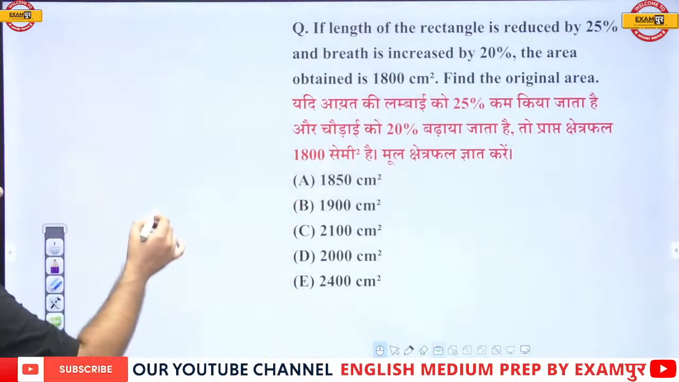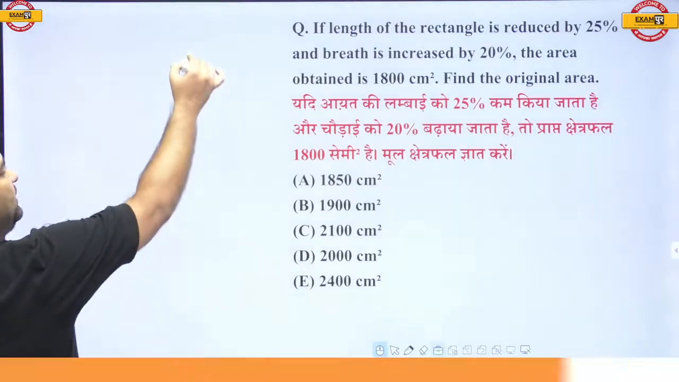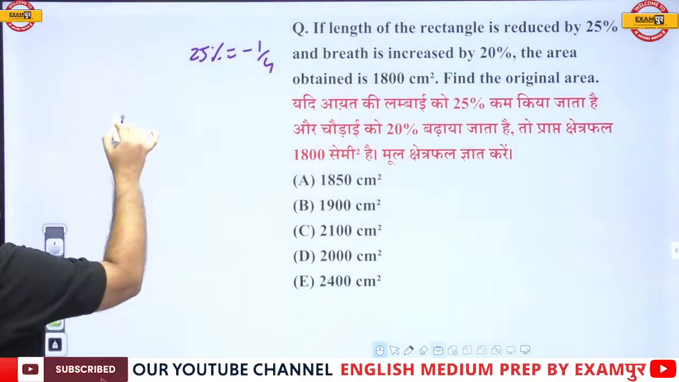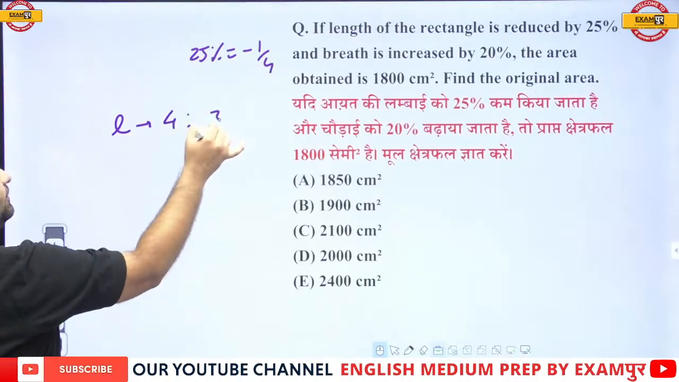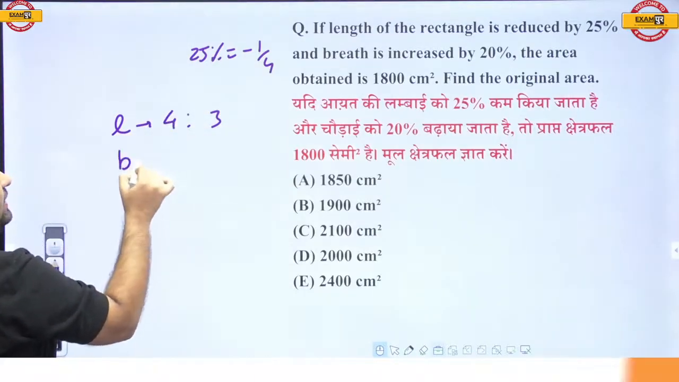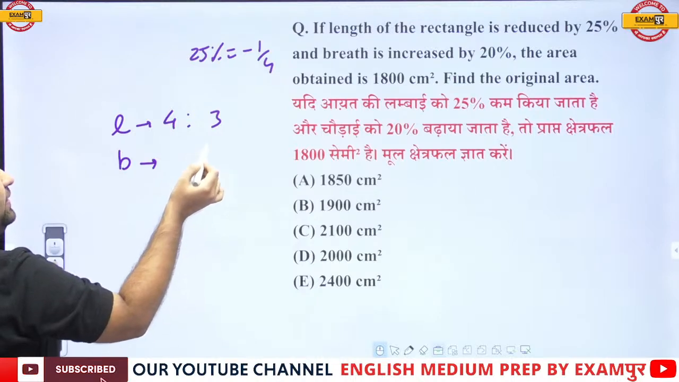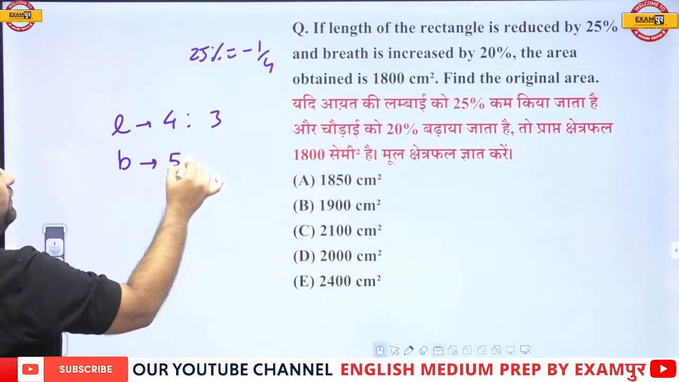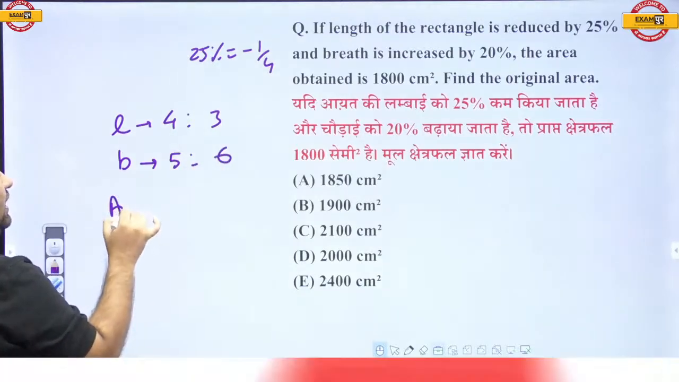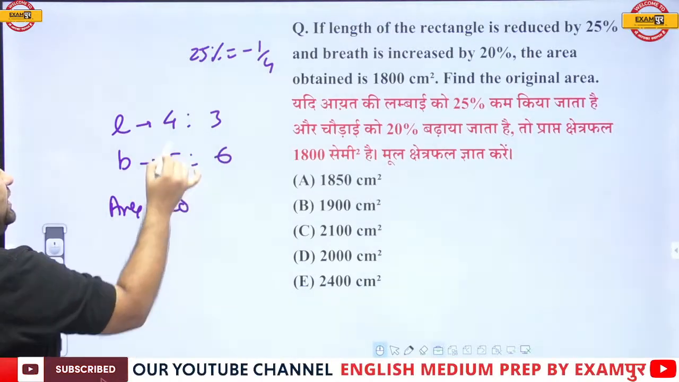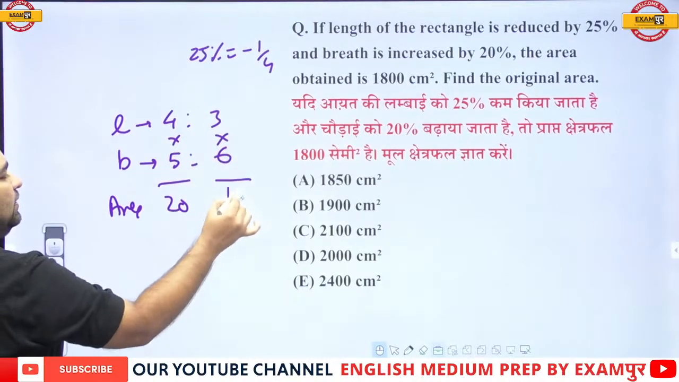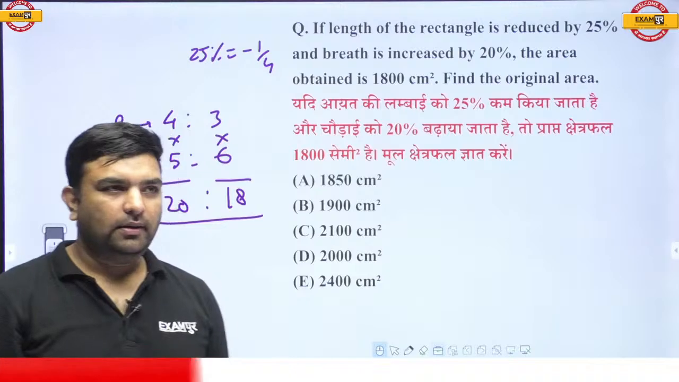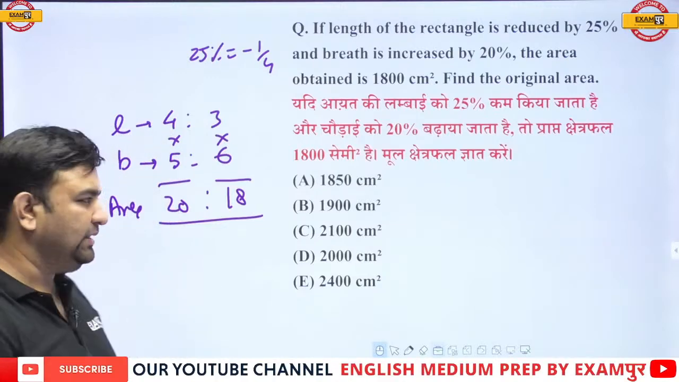So length reduced by 25%, 25% reduction is 1 over 4. So length from 4 to 3. Breadth increased by 20%. 20% increment is 1 by 5. So from 5 to 6. So area from 20 to 18. Area has changed from 20 to 18.